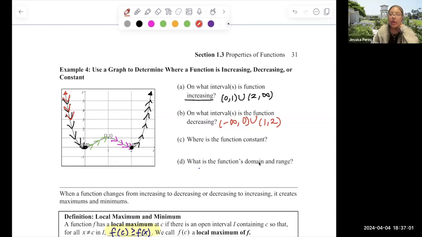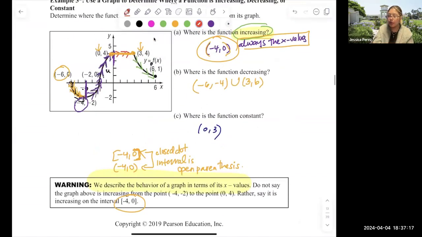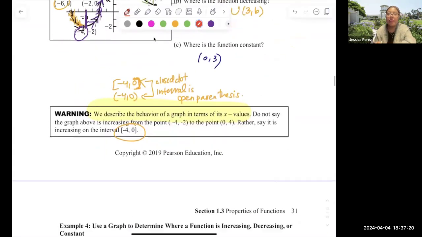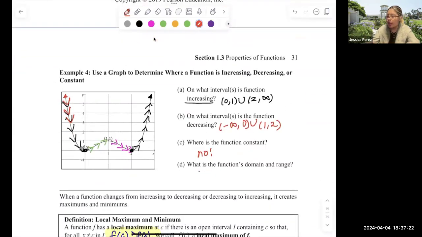Now, where is this function constant? Does it stop at some point? And the answer is no. There's no constant interval here. There's no way that this stops somewhere like the one that we had. Up here, there was a stopping point right here, but on this one, there are no flat surfaces. That's another key to how to find an interval where it's constant. Since there are no flat surfaces, there's no constant interval.